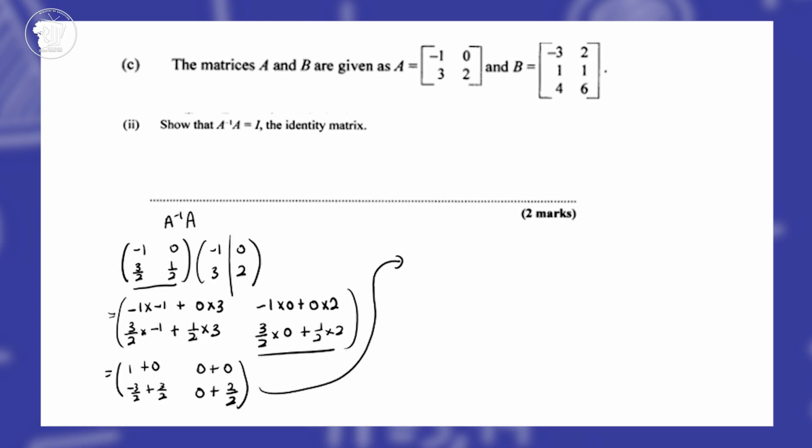Hence, we can simplify this further. 1 plus 0 would be 1. 0 plus 0 would be 0. Negative 3 over 2 plus 3 over 2 would just give you 0. And 0 plus 2 over 2, you know 2 over 2 is the same as 1, so 0 plus 1 would be 1. Hence, this is the identity matrix 1, 0, 0, 1. So we have therefore shown that the inverse of A times A gives us the identity matrix, and we have our 2 marks, and we are good to go. We're smiling in the exam.